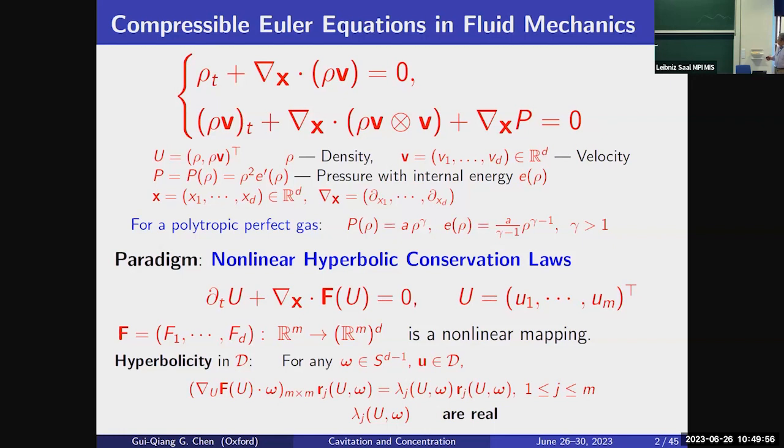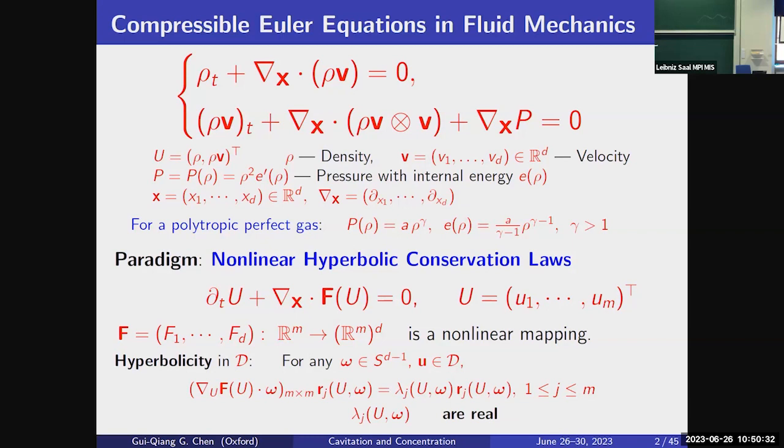The first equation is conservation of mass, then momentum, where this is the pressure. The pressure of a polytropic gas is related to density through this relation. So this system is a paradigm of the fundamental class of nonlinear PDEs we now call nonlinear hyperbolic conservation laws. Sam did an excellent job explaining that. So you could write down the system in this form generically.